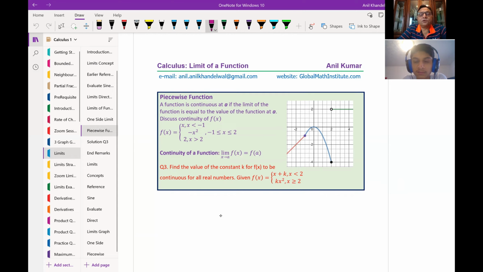f of x is equal to x when x is less than -1. It is equal to minus x squared when x is between -1 and 2, 2 included, -1 included. And it is equal to 2 when x is greater than 2. So sometimes the graph is not given to you. You have to sketch the graph. For our lesson's convenience, so that you get a visual picture, I've already sketched the graph for you, right?